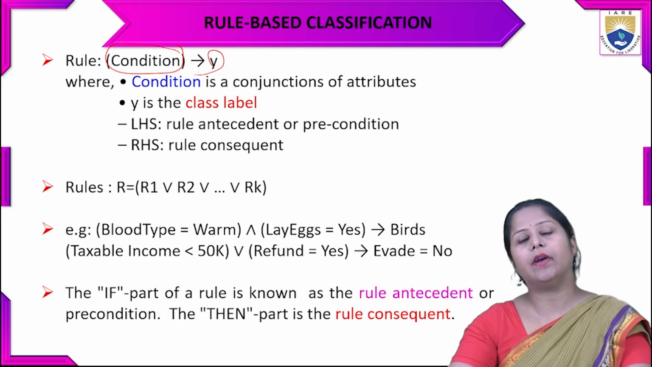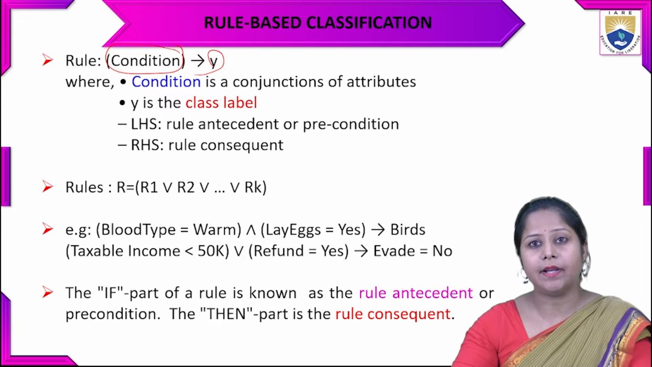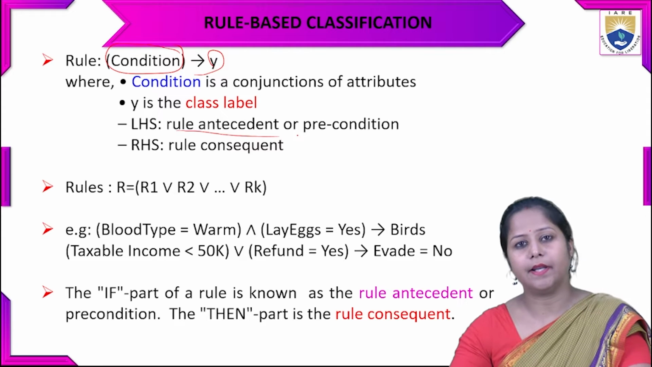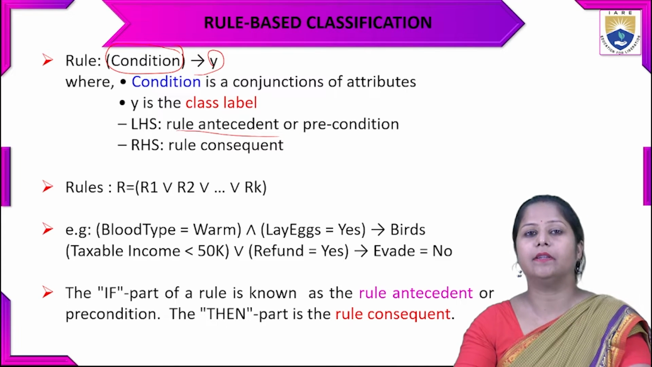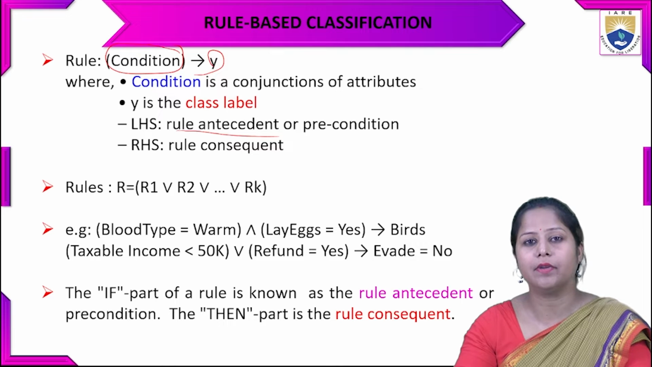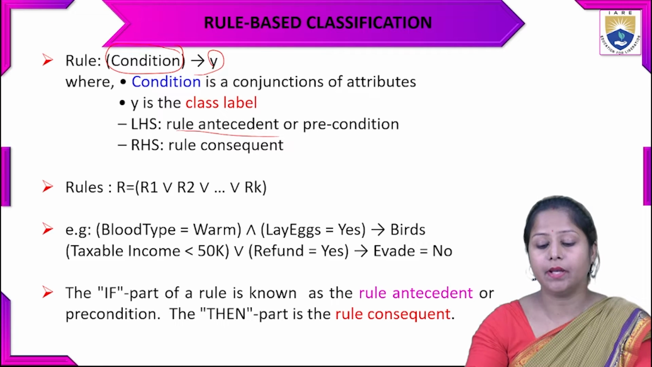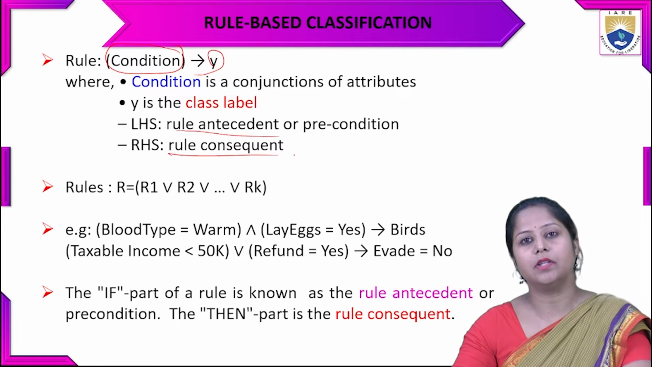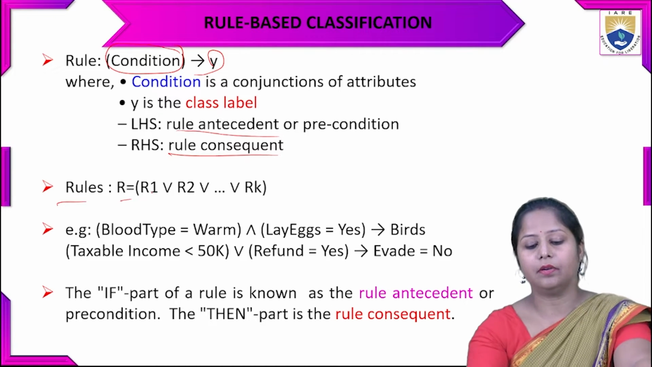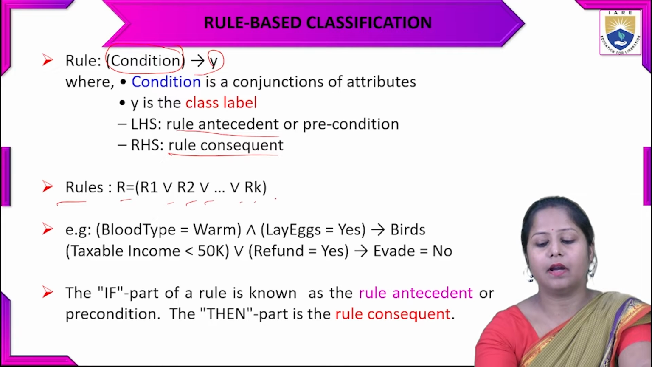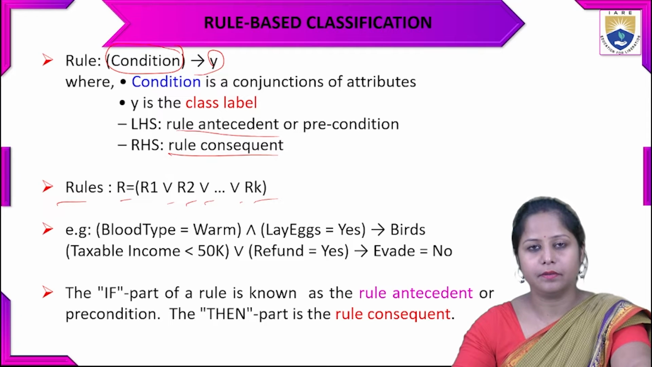On the left hand side, while writing the rule, as in the examples we have seen, there will be the rule antecedent. We can also call it the precondition: the condition and attributes we know, on the basis of which we write the rule. On the right hand side there will be the rule consequent. A rule set R is equal to R1 or R2 or up to Rk, so these are rules combined together with or.